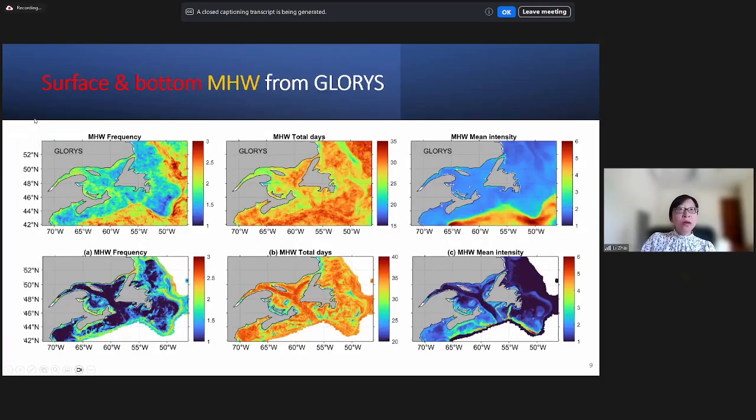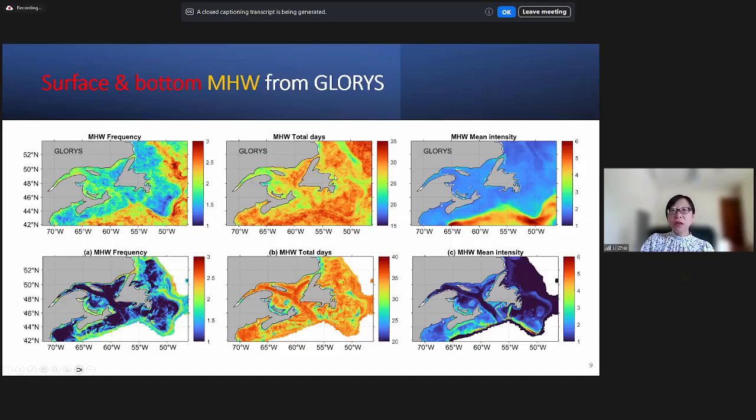So here I'm showing you some spatial distribution of marine heat wave characteristics derived from the GLORYS reanalysis. The top panel shows the surface marine heat waves. This figure shows you the marine heat wave frequency. On average, there are about 1 to 2 events on the shelf, whereas there are about 2 to 3 events in the deep water. And this figure shows that marine heat wave total days range from 20 to 30 days in our study region.